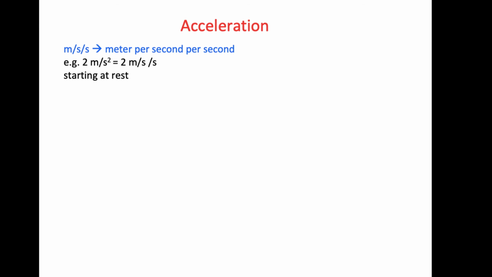Let's look at an example of an object that is at rest and then starts to move and speeds up at a rate of 2 meter per second per second. So its acceleration is 2 meter per second square. This per second here is telling us that in 1 second, the speed of the object is changing by a value of 2 meter per second.